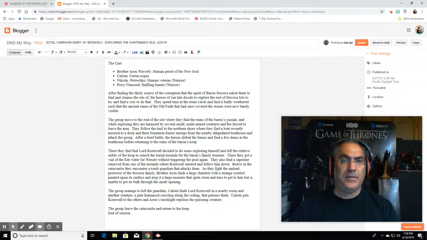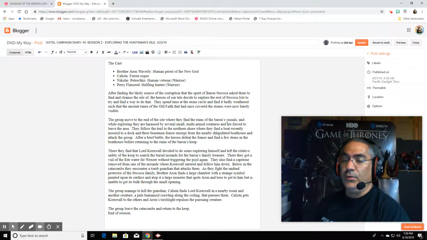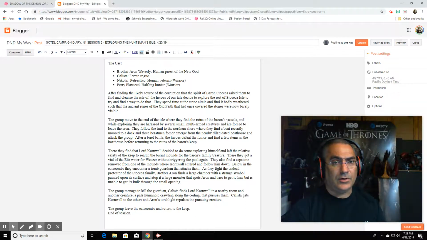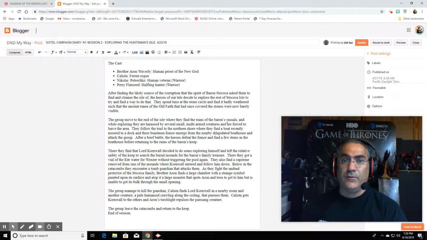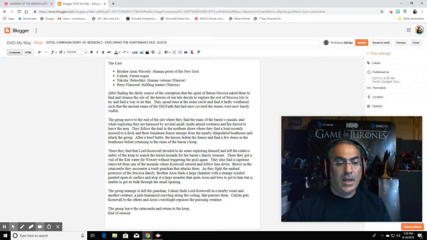But when they go back to the keep, they find that Lord Cornwall, the asshole noble, decided he wasn't going to let these four characters make off with the loot and leave them stranded in this ruined keep. So he was going to go find where the noble's treasures were hidden himself. Before the heroes got back, he had taken off and made his way to the burial mounds that they had just left. And of course, when the heroes return to the keep, they're told that he left several hours ago, and he has not returned.